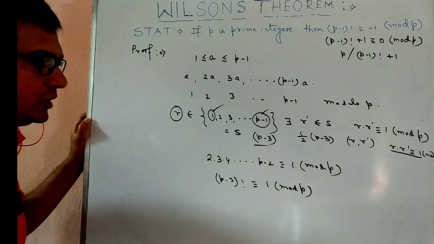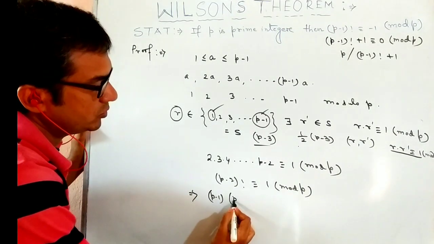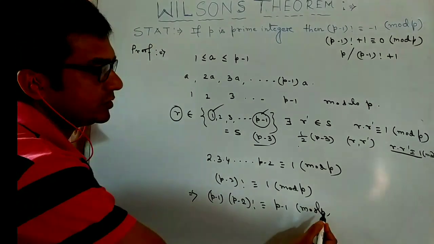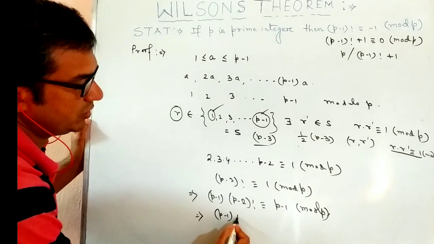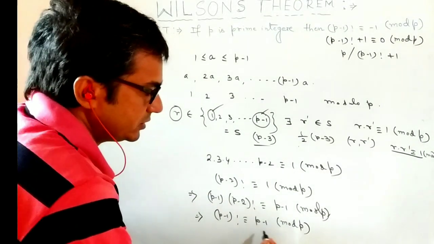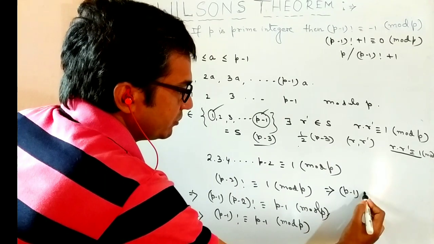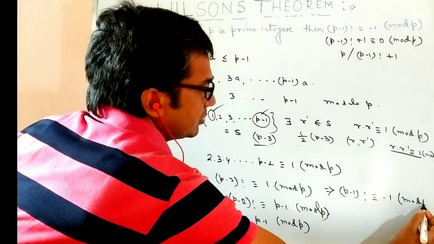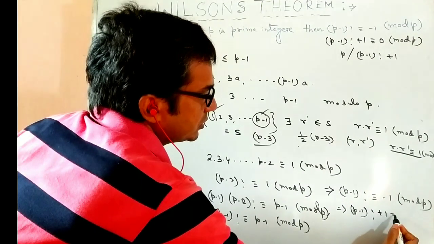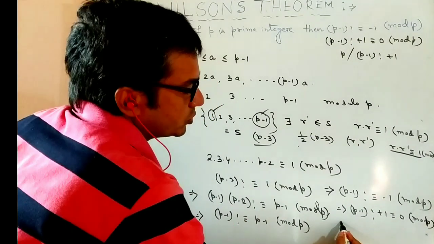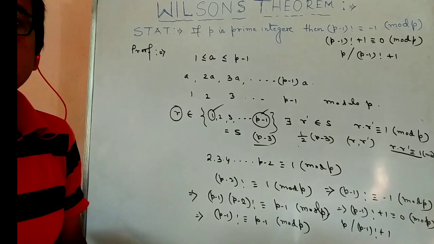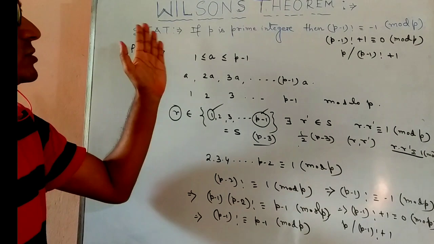mod p, that is (p minus 1) times (p minus 2) factorial is congruent to p minus 1 mod p, that is (p minus 1) factorial is congruent to p minus 1 mod p, and this relation gives (p minus 1) factorial congruent to minus 1 mod p, that is (p minus 1) factorial plus 1 congruent to 0 mod p, or we say p divides (p minus 1) factorial plus 1, and this completes the proof of Wilson's theorem.